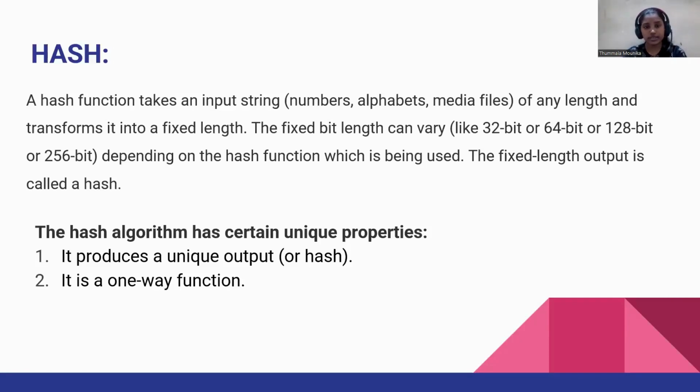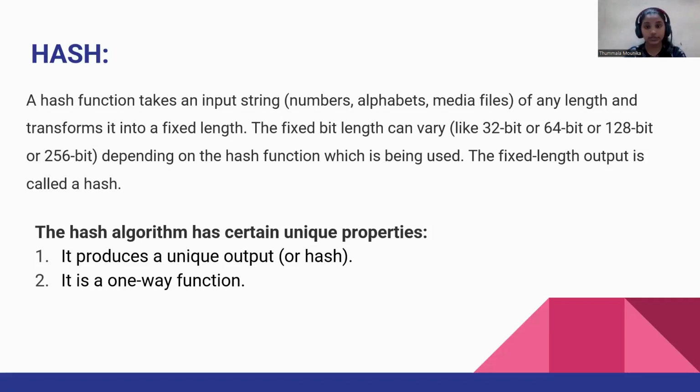A hash function takes a variable length of input and generates a fixed length of output. The input string can be a number, alphabet, or media files. The fixed length can vary based on the hash function we are using. If we are using SHA-256, then the output will be 256 bits. The fixed length output is called a hash.